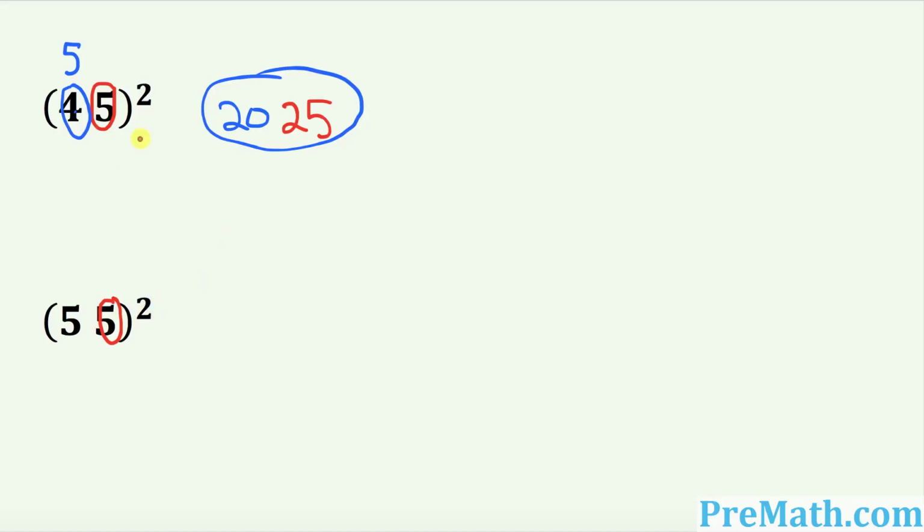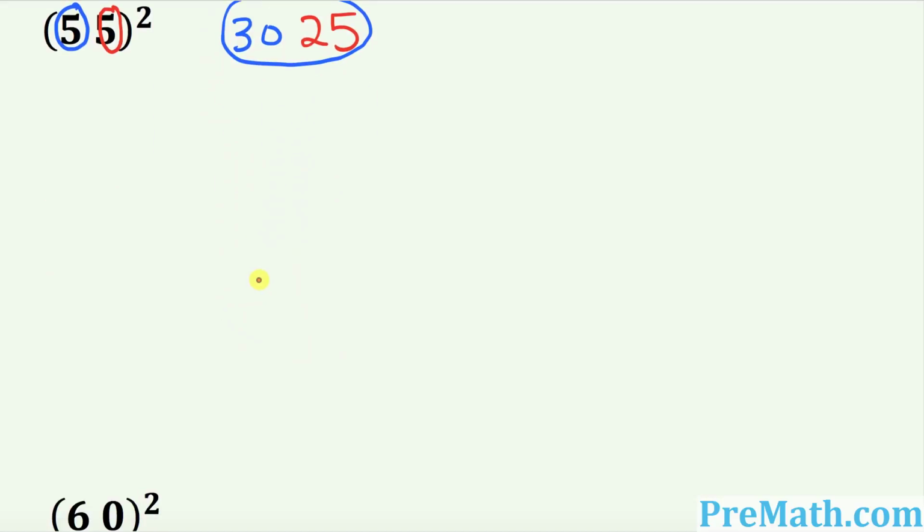How about this one? Once again, 5 squared is simply 25. And then look at 5 and ask yourself, what number comes after 5? It's 6. 5 times 6 is 30. So your complete answer is 3025.